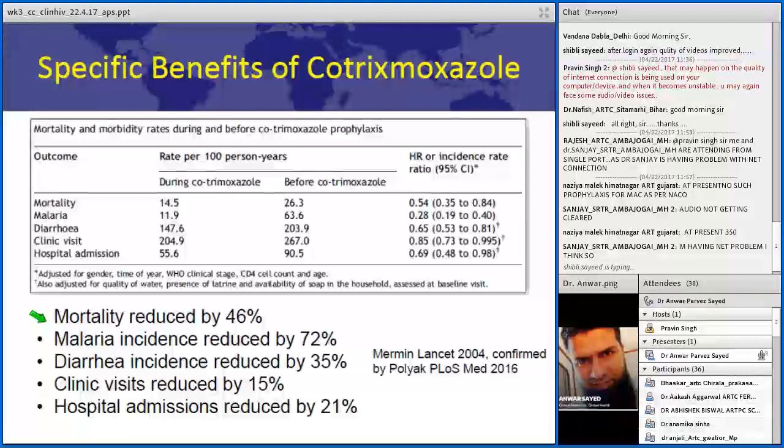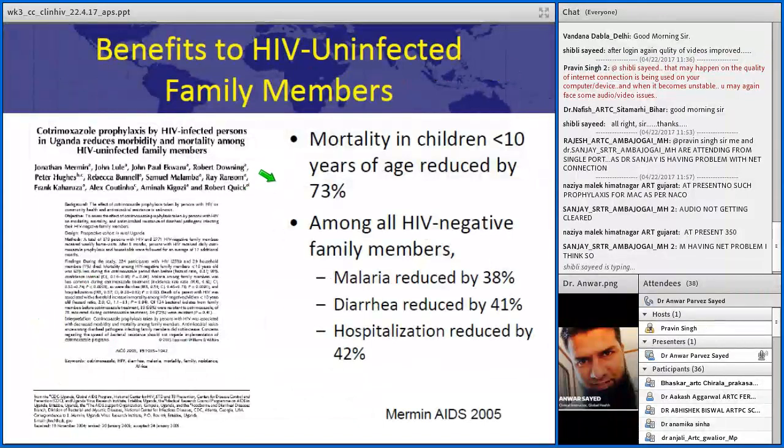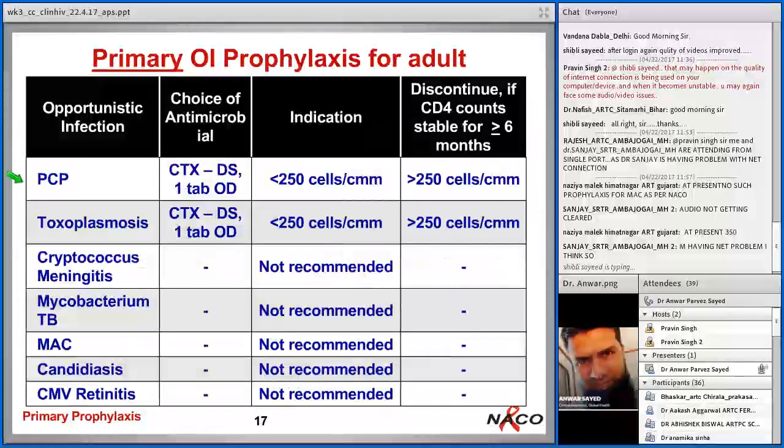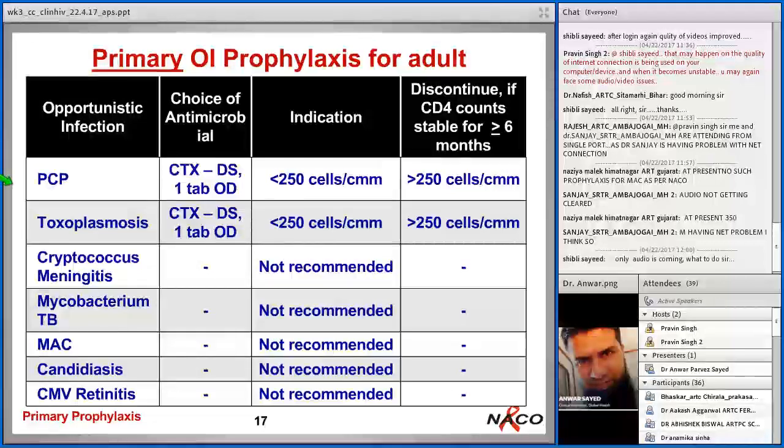So mortality reduced in this study by 46%. Malaria incidence reduced by 72%. Diarrhea reduced. Hospitalization again reduced. And clinic visits reduced. So it was very beneficial if you give cotrimoxazole, even if the CD4 count is good. And moreover, it also was found beneficial for the family members who were HIV negative. Especially incidence of malaria was reduced by 38%, diarrhea reduced by 41%, hospitalization again reduced. Because of cross infections and other things, this definitely had an effect.